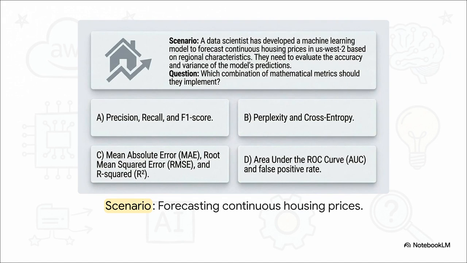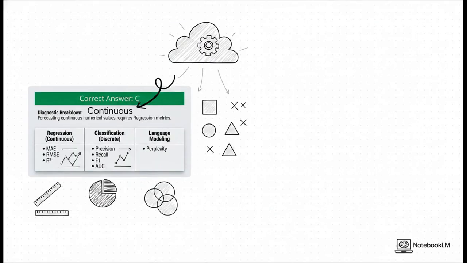Scenario 2. A data scientist has developed a machine learning model to forecast continuous housing prices in US West 2 based on regional characteristics. They need to evaluate the accuracy and variance of the model's predictions. The question? Which combination of mathematical metrics should they implement? Read through A, B, C, and D. And hey, pay really close attention to the word continuous here. Go ahead and lock it in. The correct answer is C.